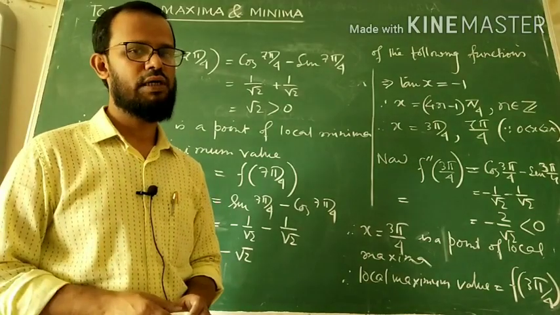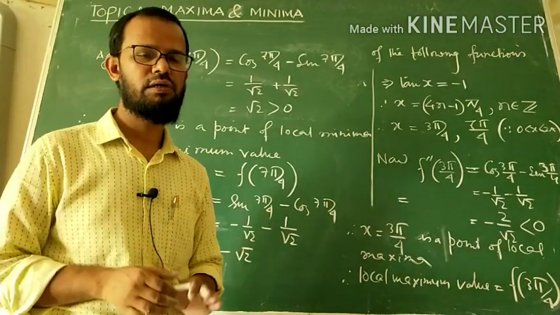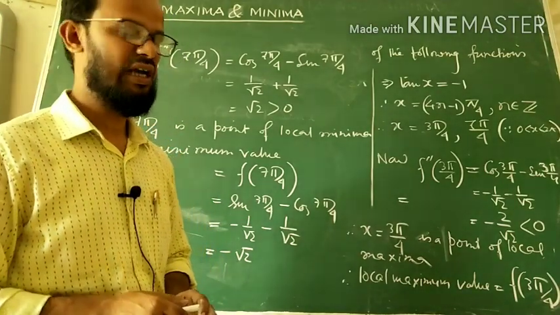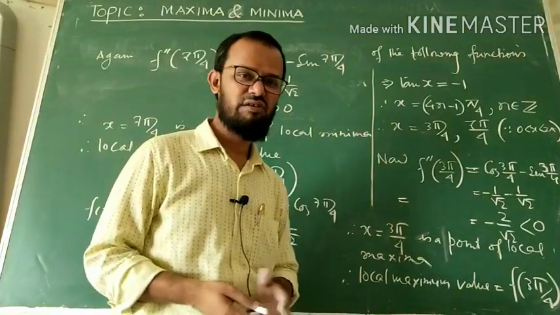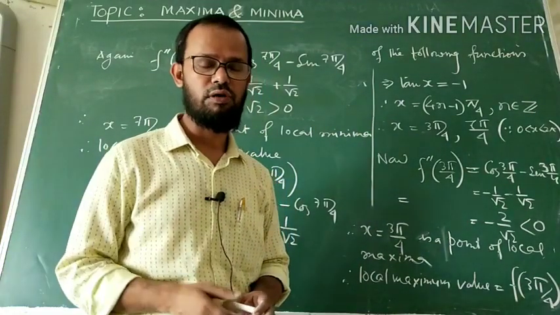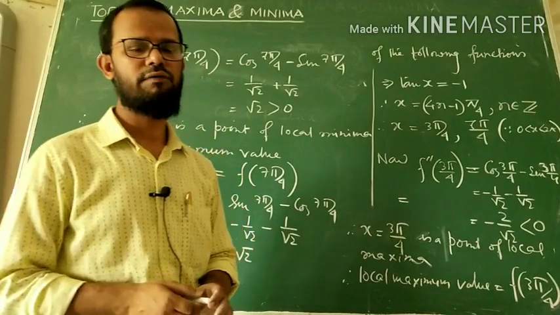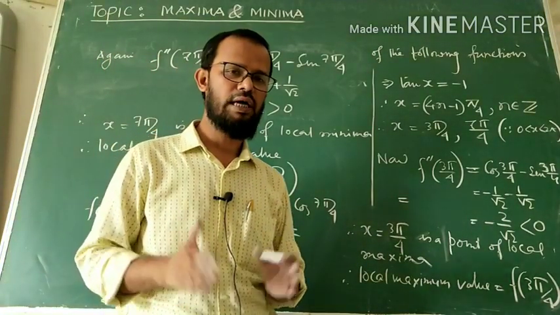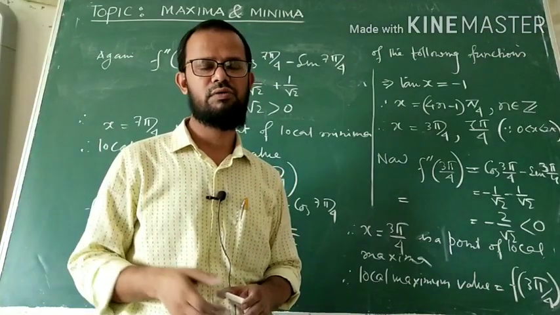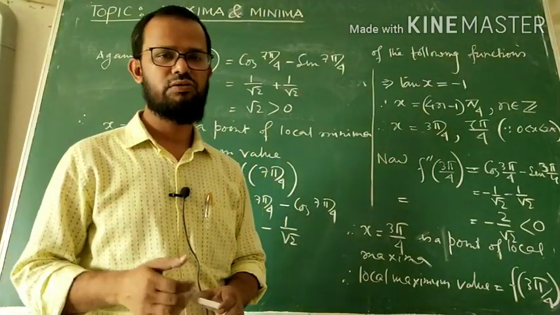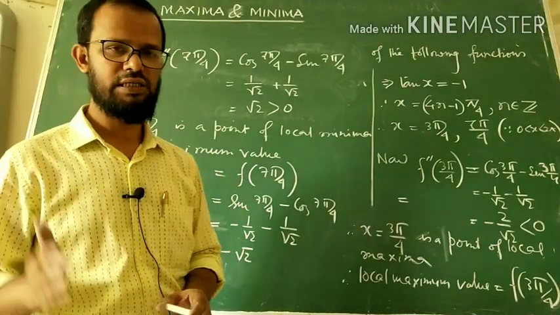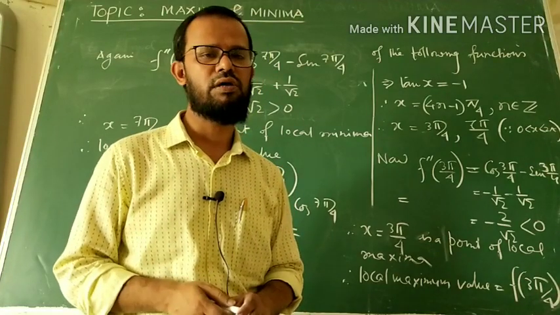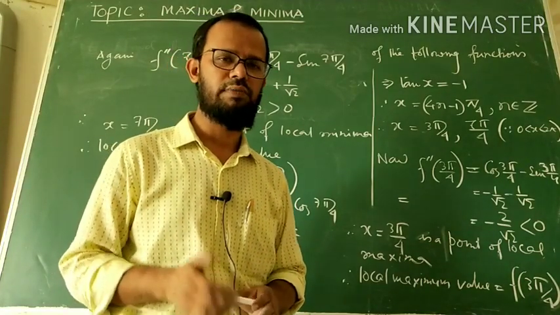Your main job is to find the critical points, and at the critical points you have to test the second order derivative. According to the condition of the second order derivative, you find which point is a point of local maxima and which is a point of local minima. Accordingly you find their local maximum and local minimum values. And if f double dash at the point c is equal to 0, then the second order derivative test fails, and you go back to the first order derivative test and check whether this point is a point of local maxima or minima.